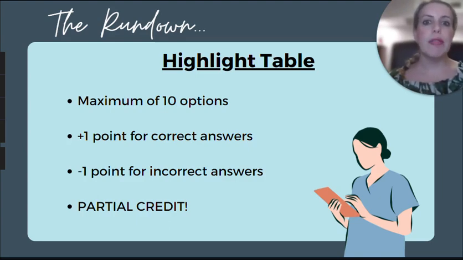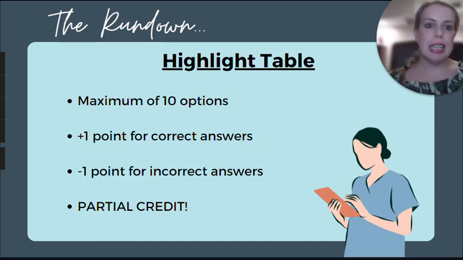As for scoring for this type of question, you will receive 1 point for every correct choice you highlight and subtract 1 point for every incorrect answer. Partial credit, my friends. We love to see it, right? The lowest score that you can receive is a 0, so it's not going to deduct points from your overall score if you completely miss one of these.